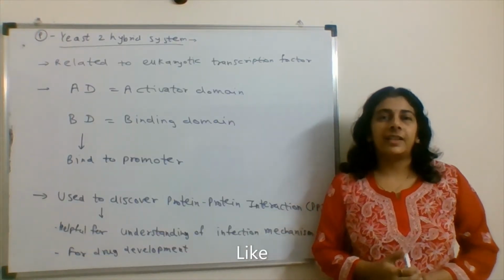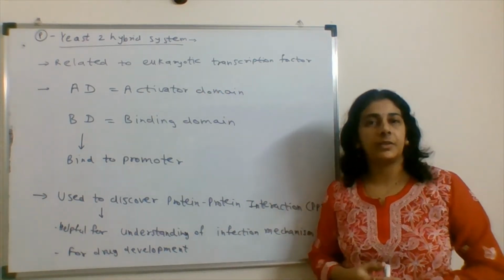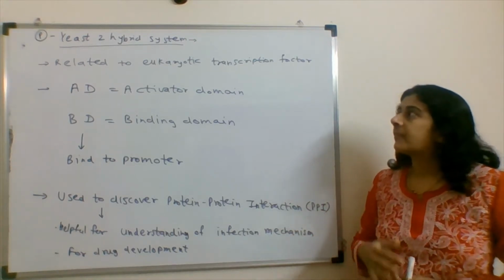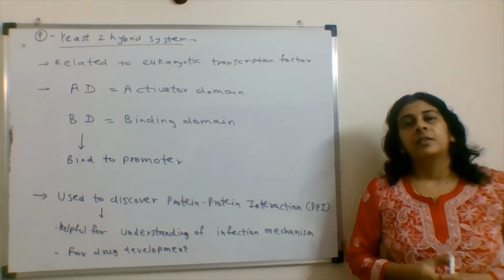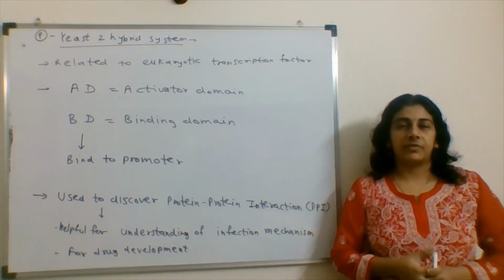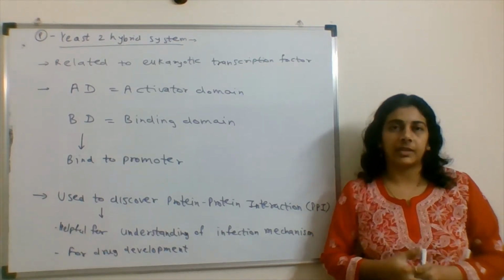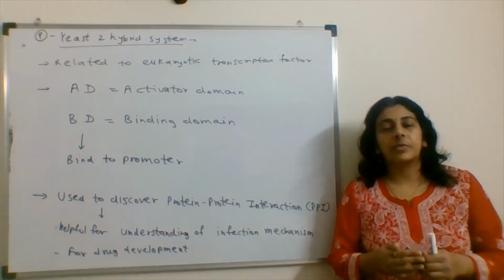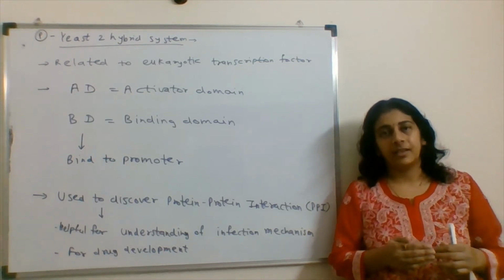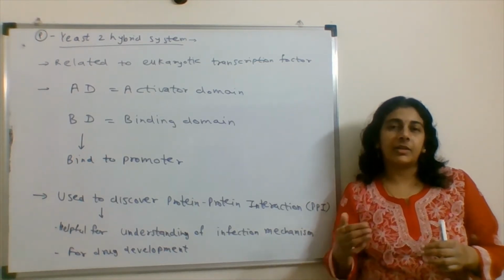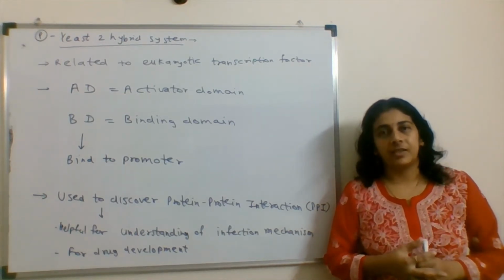So understanding each technique separately, first discussing the yeast 2 hybrid system. This is the system which is related to a transcription factor. In case of eukaryotic transcription factor, the factor is having 2 domains, binding domain and activator domain. So when the transcription has to occur, first the binding domain binds to the promoter site, and unless and until the activator domain interacts with that binding domain, the transcription cannot be initiated.